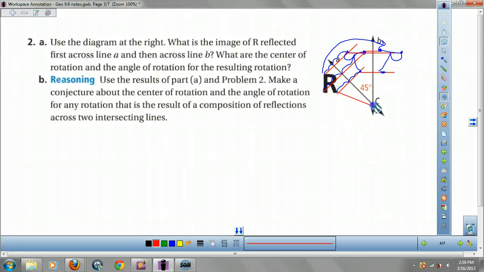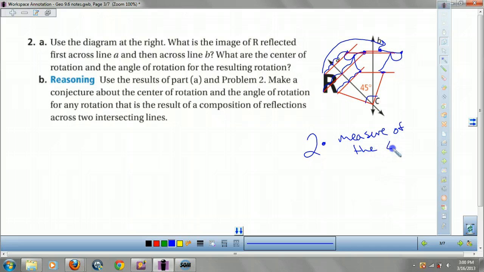Okay, so if I do this, what angle does that look like to you guys? That's right, that's a 90-degree angle. So when you reflect against two intersecting lines, you get 2 times the measure of the angle between A and B. Okay?